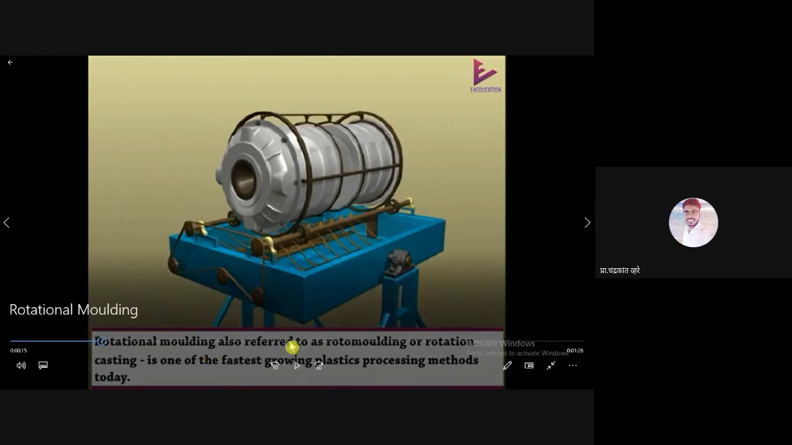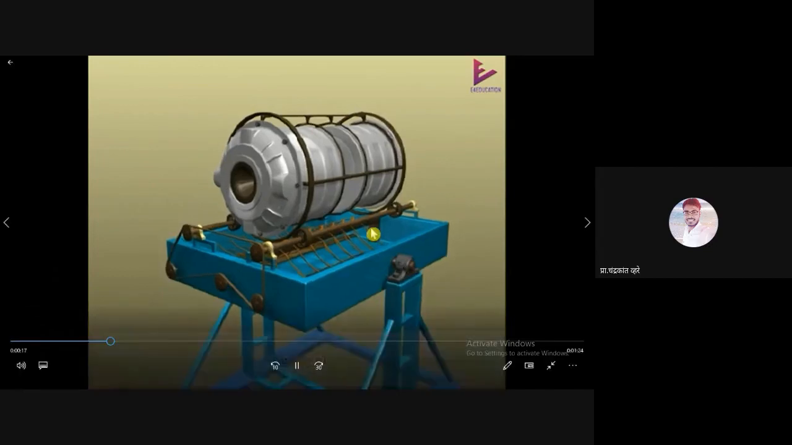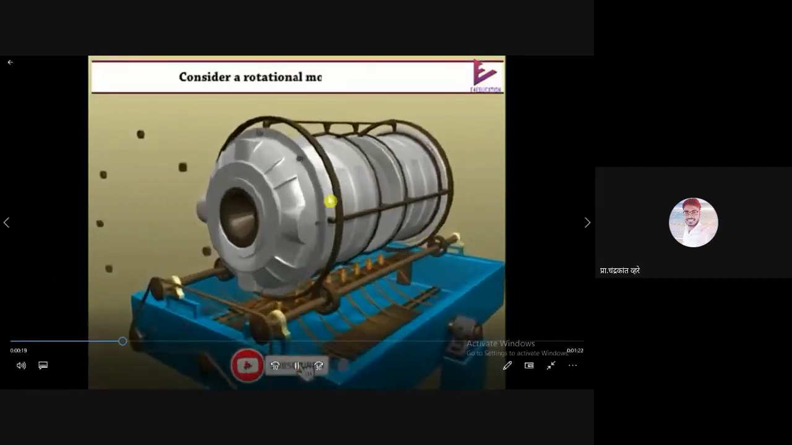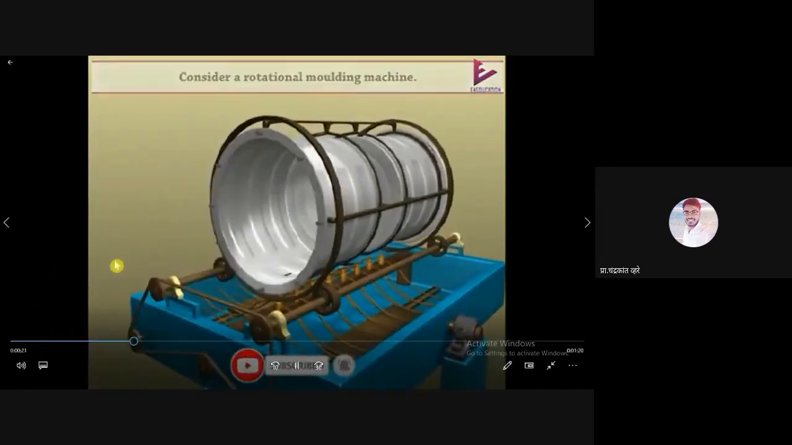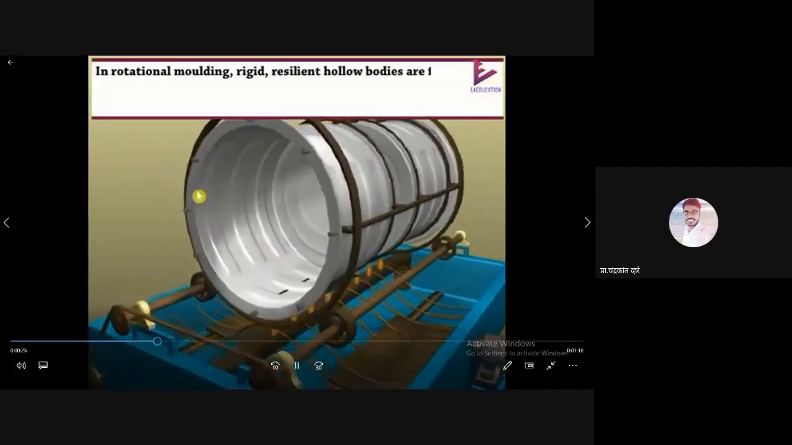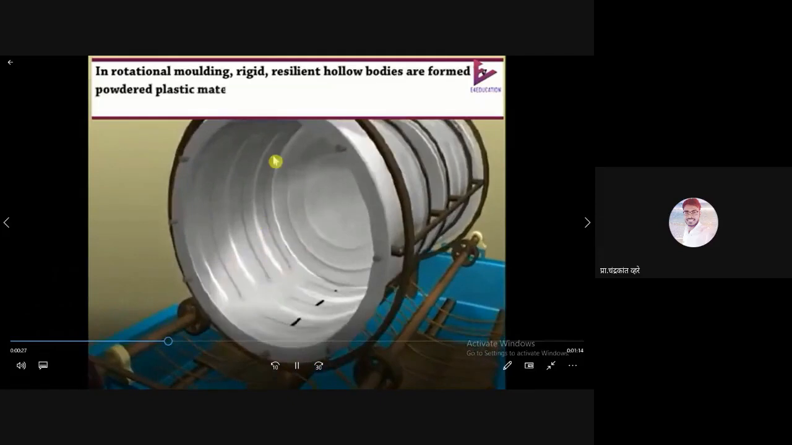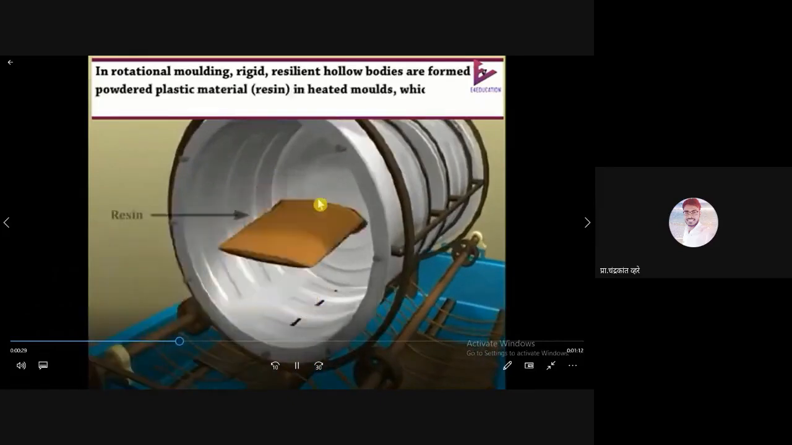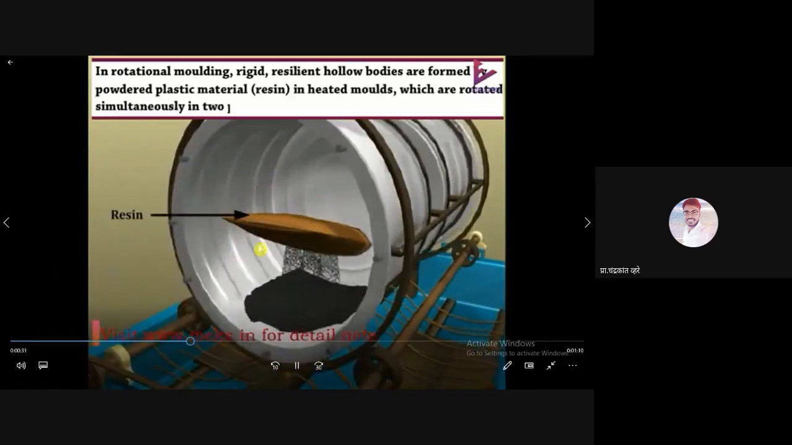Rotational molding, also referred to as rotomolding or rotational casting, is one of the fastest growing plastic processing methods today. This is a setup. This is a mold, and now we have removed the mold and are inserting the powder into it. This is powder, or we can call it resin.